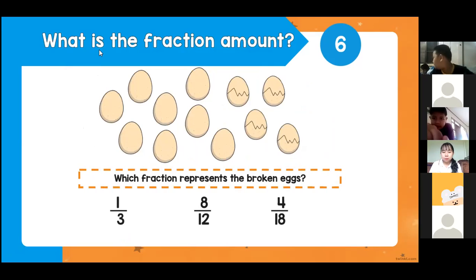Next, which fraction represents the broken eggs? Broken eggs. We have 4 broken eggs. Out of 12? 8/12. Let's see. That's not correct. Broken eggs. 1/3. Good job. It's 1/3.